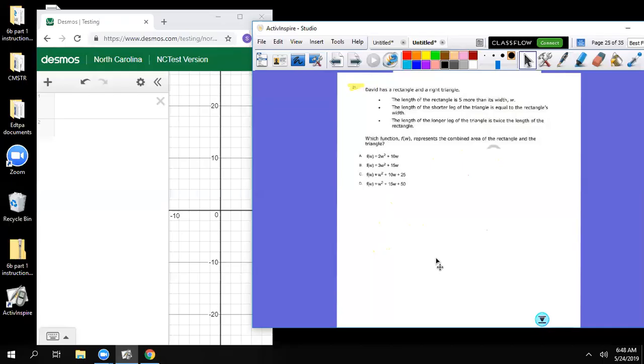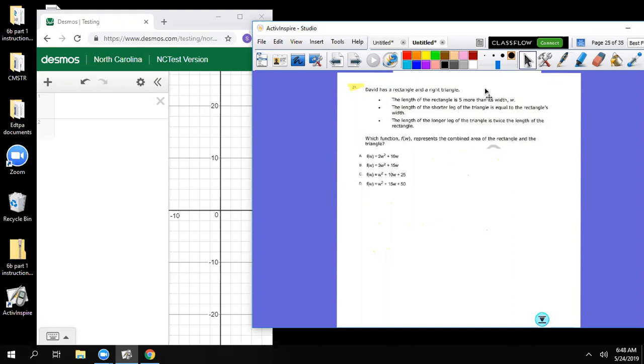Okay, so we're going to pick up with question number 21. David has a rectangle and a right triangle. The length of the rectangle is 5 more than its width, W. The length of the shorter leg of the triangle is equal to the rectangle's width, and the length of the longer leg of the triangle is twice the length of the rectangle. Which function f of W represents the combined area of the rectangle and the triangle?